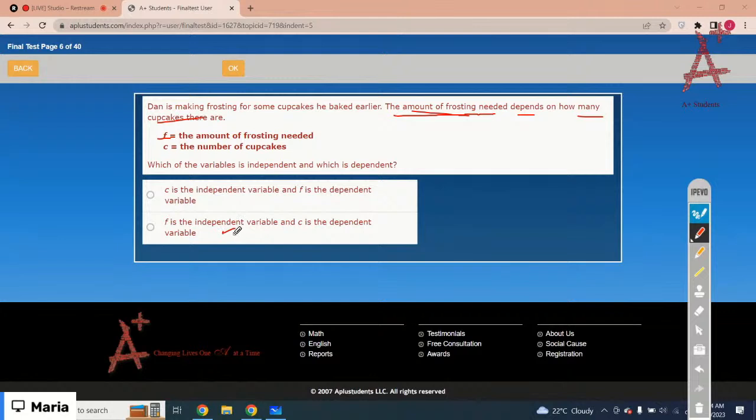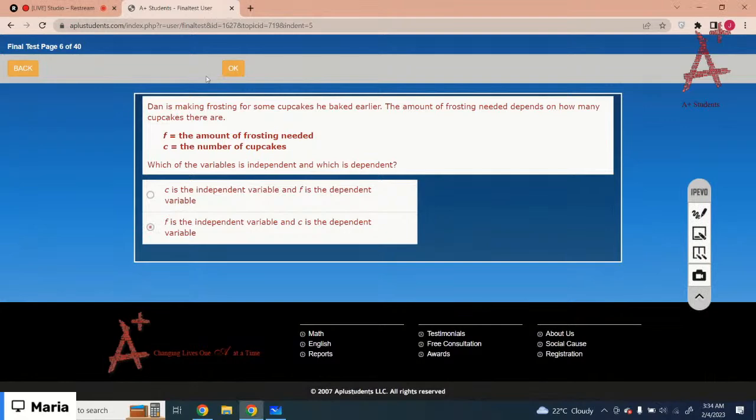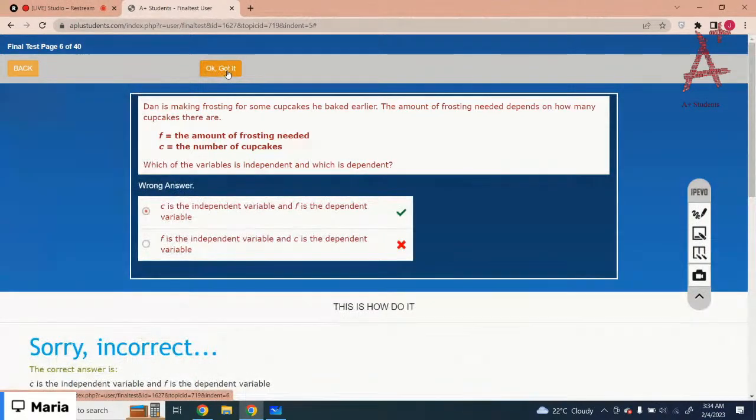So the correct option is the second one. F is independent and C is dependent because cupcakes are dependent on the amount of frosting. Got it? Actually, C is independent and F is dependent. The amount of frosting needed depends on how many cupcakes, so cupcakes are independent and frosting is dependent.